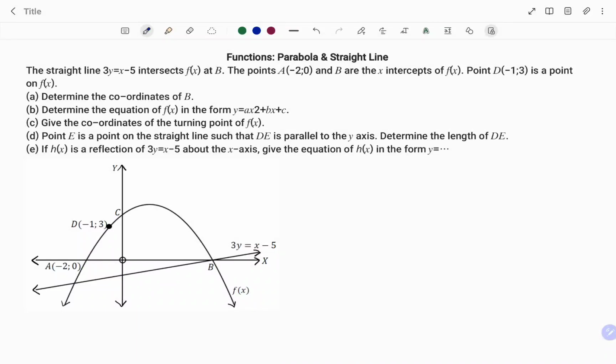In this video, I'm going to show you how to solve the following question based on the graph of a parabola and a straight line. We have to determine the coordinates of B, the equation of f(x), the coordinates of the turning point, and so on as shown in the question.